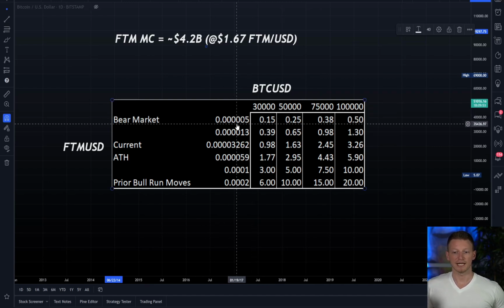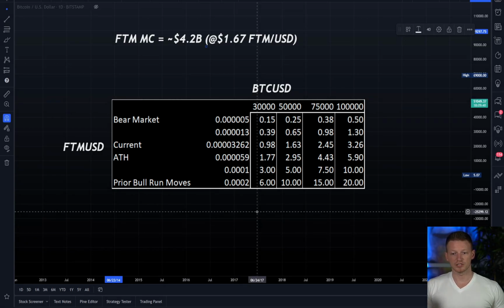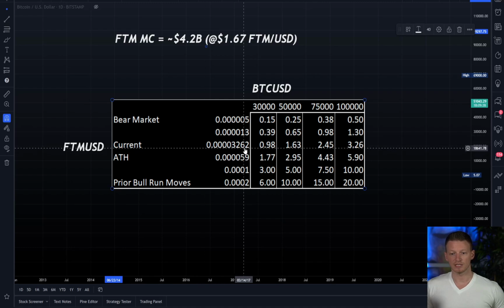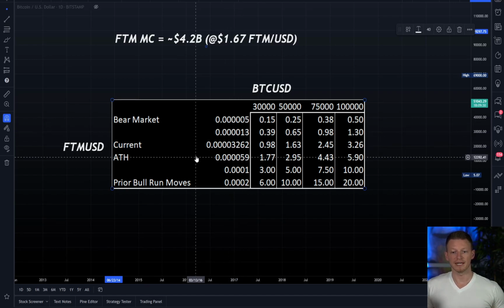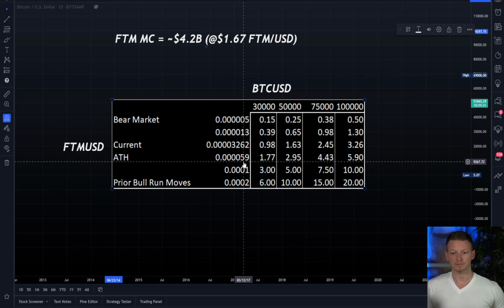We're multiplying that by various Fantom to BTC valuations. So we're not just arbitrarily picking numbers. This is where we're currently at with Fantom to BTC, right at around 3.2, 3.3. Now, we've picked other numbers based on what we've seen in the past. So our all-time high of around 5.9.